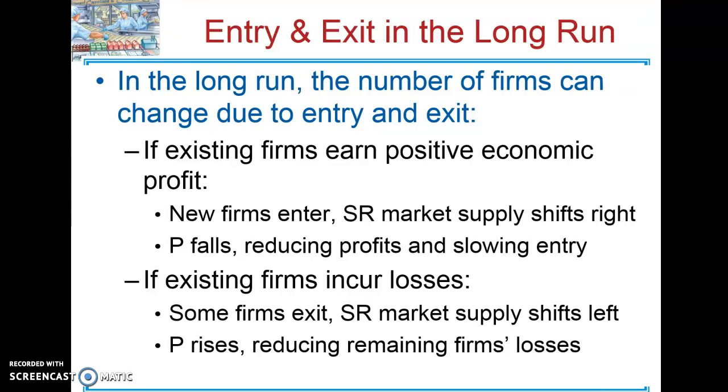In the long run, the number of firms can change due to entry and exit. If existing firms earn positive economic profit, new firms are going to enter the market, and the short-run market supply curve is going to shift to the right. The price will fall, reducing profits and slowing entry. If existing firms are incurring losses, some firms are going to leave the market, and the short-run market supply curve is going to shift to the left. The price is going to rise, reducing remaining firms' losses.